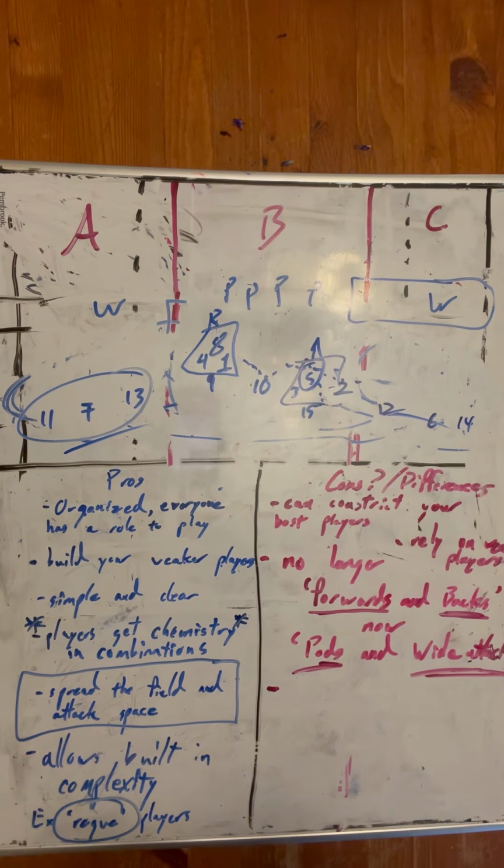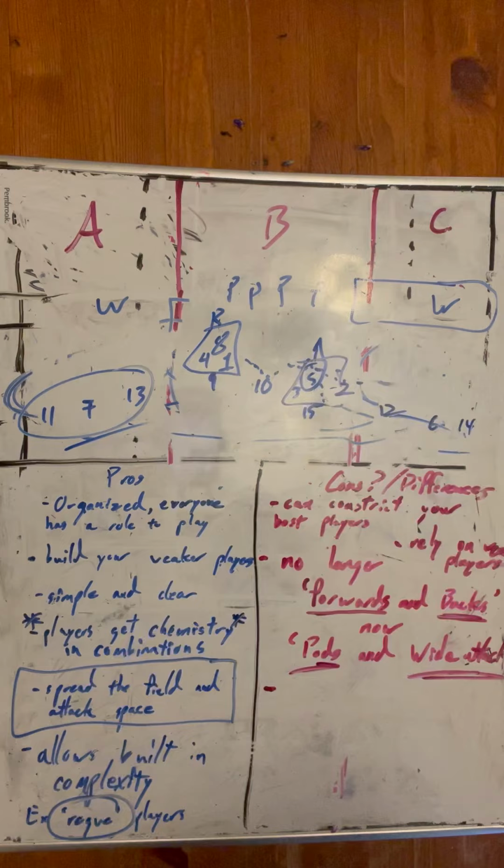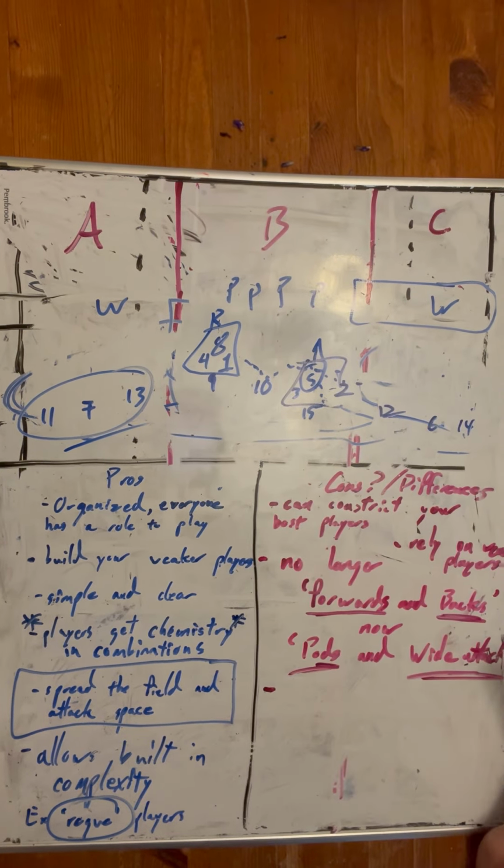Anyways, that's another example of how we can create complexity in our system and move the ball wide without always having to crash twice as we move across the field.